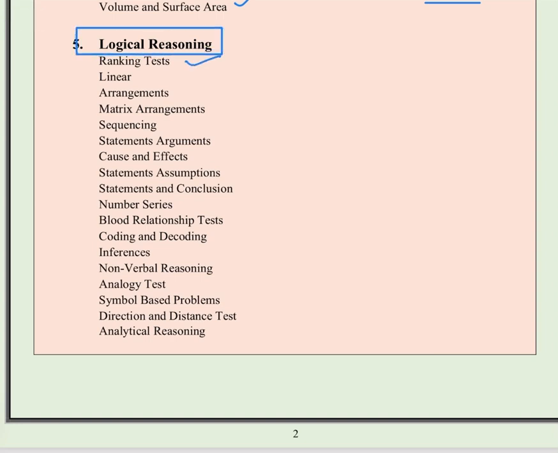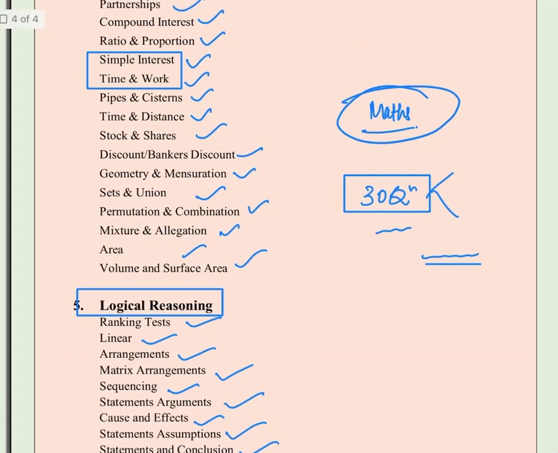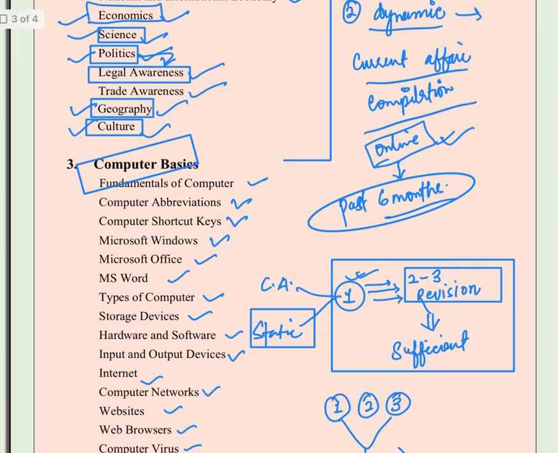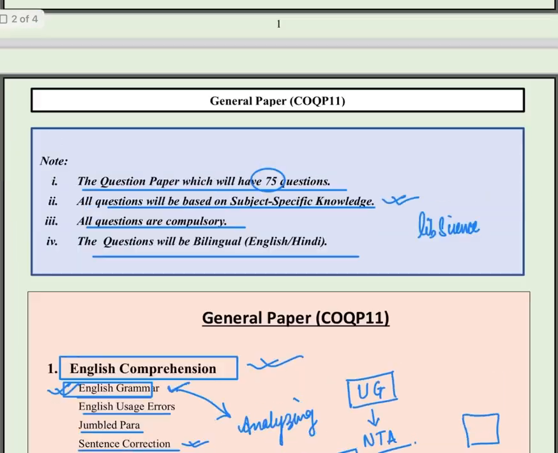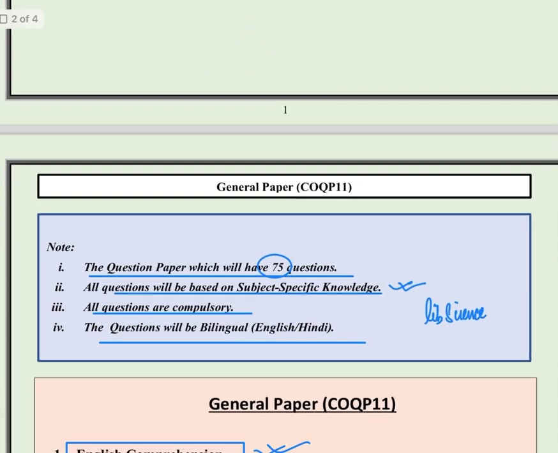We have ranking test, linear arrangements, matrix arrangement, sequencing, statement arguments, cause and effect, statements and assumptions, statement and conclusion, numbered cities, blood relation, coding-decoding, inferences, non-verbal reasoning, analogy test, symbol-based problems, direction and distance test, analytical reasoning. With this, we completed the whole syllabus, we scanned it.